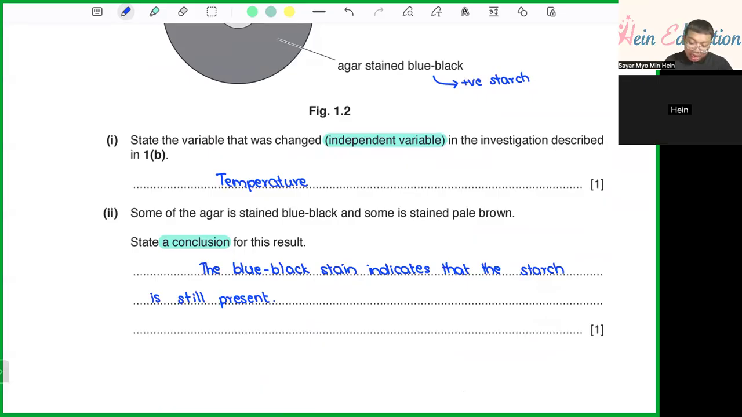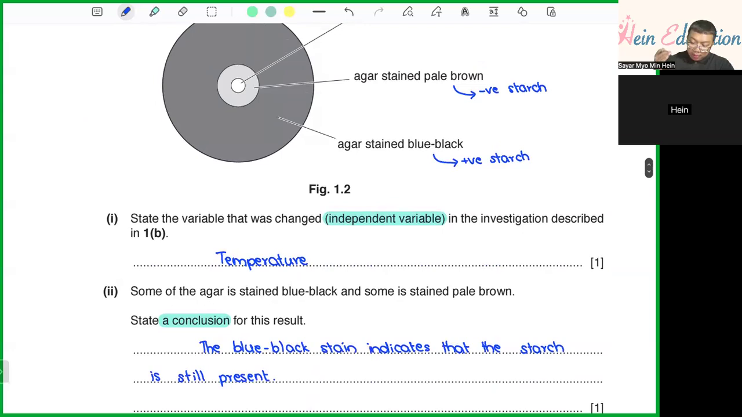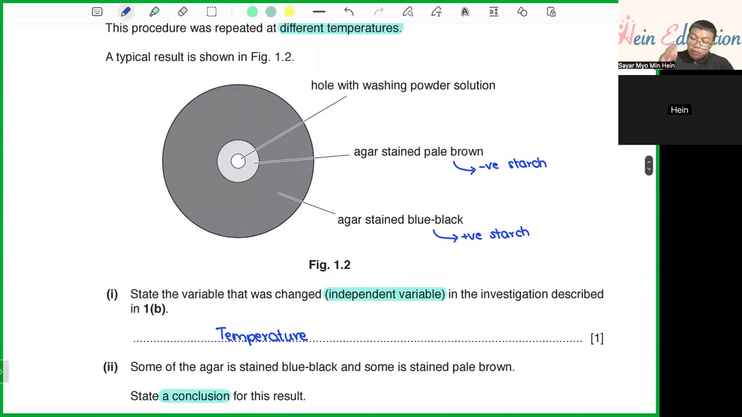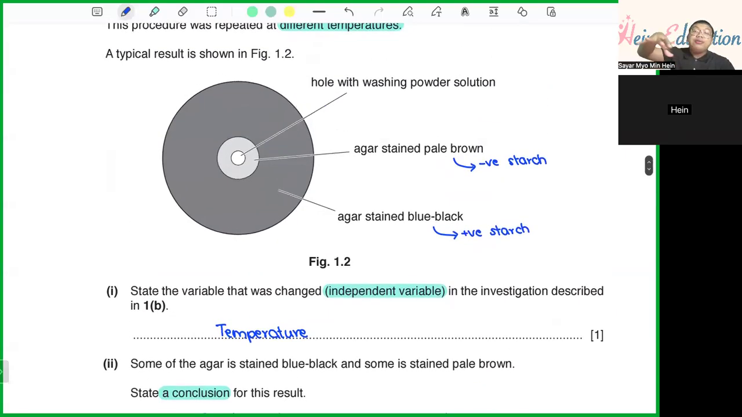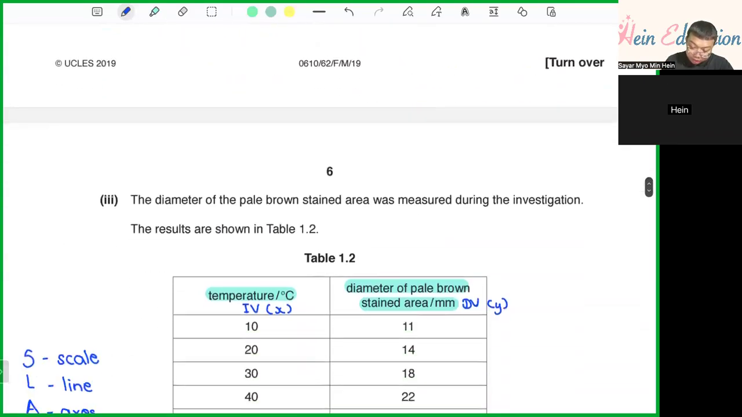So you can see that a blue-black stain indicates that the starch is still present. Or on the other hand, you can also mention that the pale brown stain indicates that the starch is absent, right? So it means that the washing powder solution diffuses. Diffuses. So you can mention it like that. So that would be the conclusion.